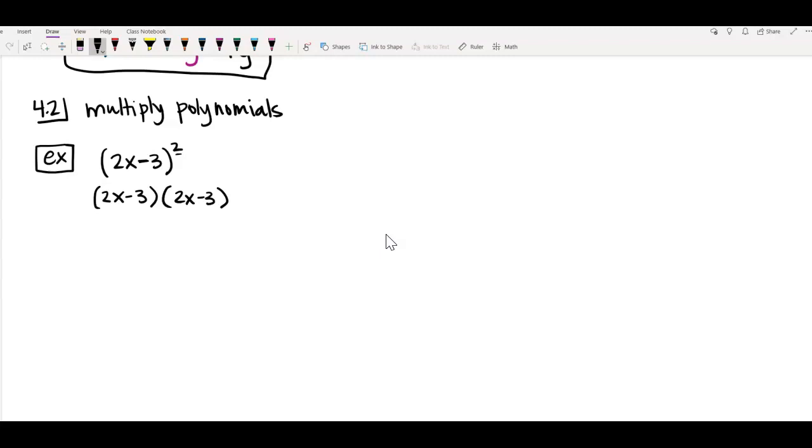All right, so this is where we talk about the terminology FOIL. So the F in FOIL stands for first, meaning you're multiplying the first term of one binomial with the first term of the other binomial. So 2x times 2x is 4x squared. Well, how did I get the x squared? Well, this is an x to the first and the x to the first. When I multiply x's, I add those exponents together. All right, so make sure you have that as a 4x squared.